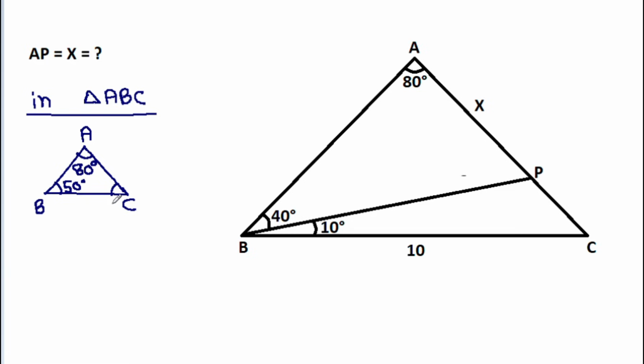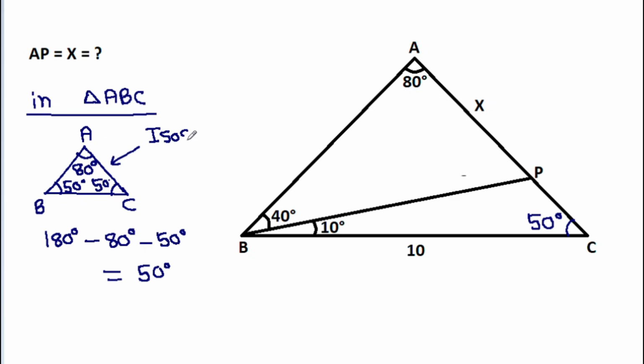So this angle, it will be 180 degrees minus 80 degrees minus 50 degrees. That will be 50 degrees. This angle is 50 degrees. That means it is an isosceles triangle and BC is 10.